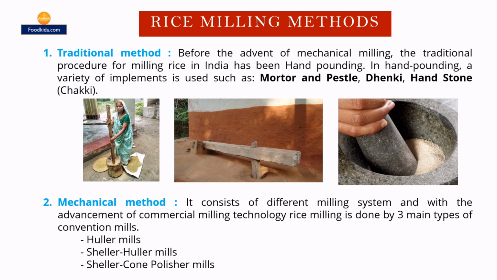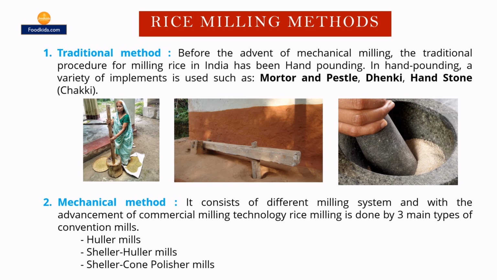Rice milling can be done either by the traditional method or by the modern or mechanical method. Traditional method, as the name suggests, is a method we have been using since traditional times. In India, the traditional process of milling rice is hand pounding using a mortar and pestle, dhenki, or hand stone, that is chakki. Pounding the paddy induces upward and downward forces on grain against grain that removes the husk and the bran layer, which finally produces the white rice.